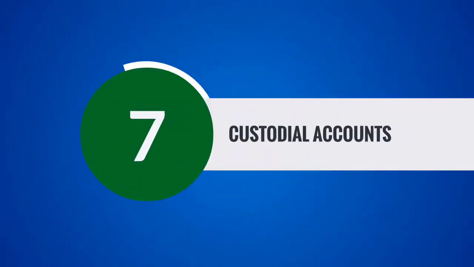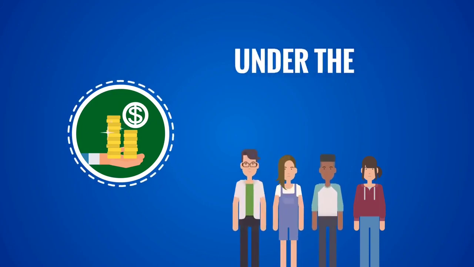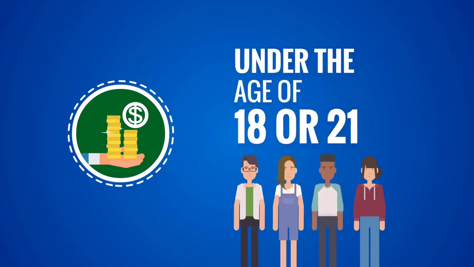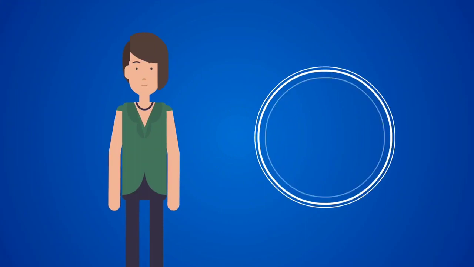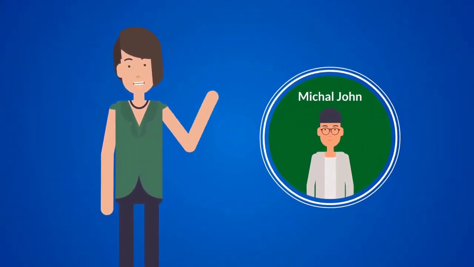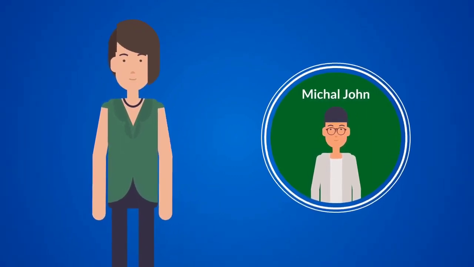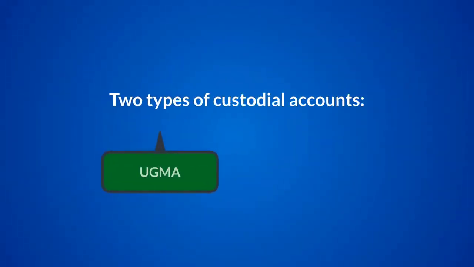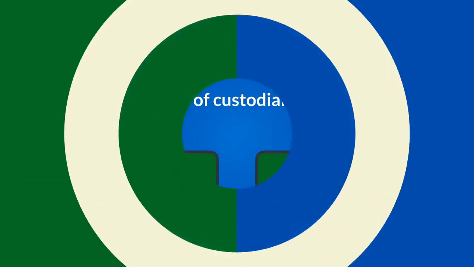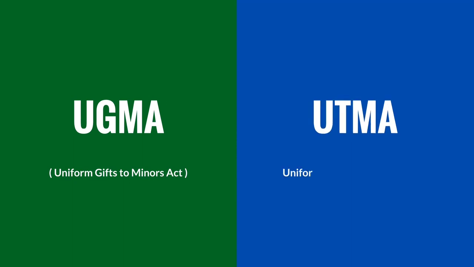Custodial accounts. Custodial accounts are investment accounts for minors, people under the age of 18 or 21, depending on the state. Though held in the child's name, these accounts are managed by an adult custodian, typically a parent or guardian, until the individual reaches the age of majority. There are two types of custodial accounts: the Uniform Gift to Minors Act, UGMA, and the Uniform Transfer to Minors Act, UTMA.